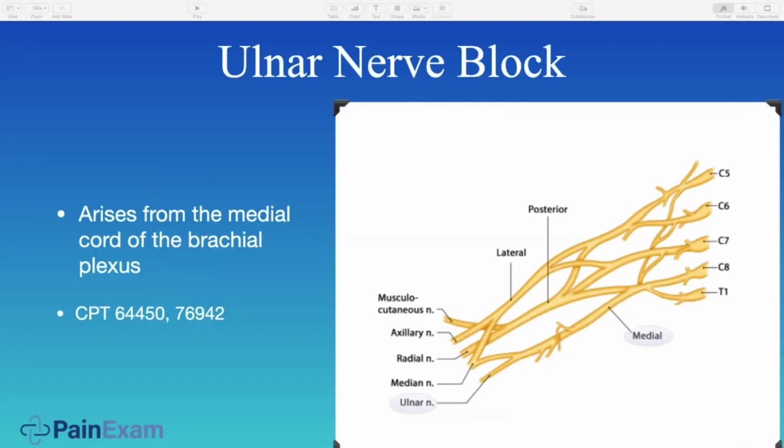So the ulnar nerve arises from the medial cord of the brachial plexus. It's coded as 64450, 76942 is the ultrasound code. By the way, when you're doing these blocks, you should keep a copy of the image for billing.